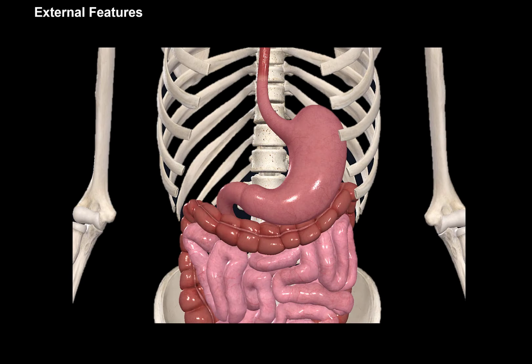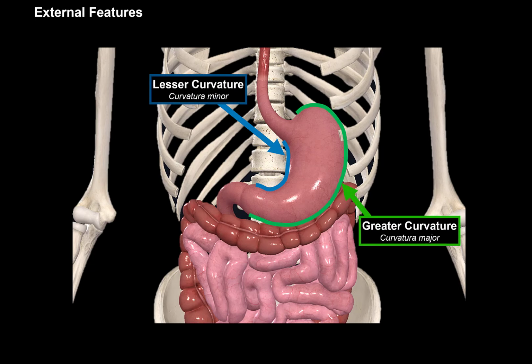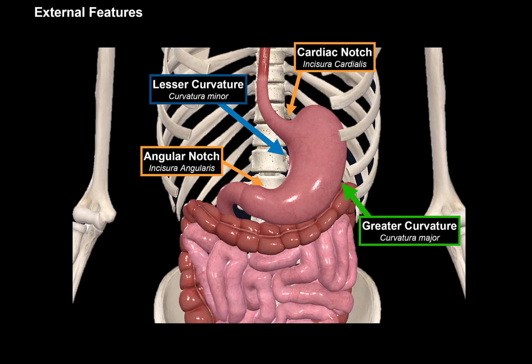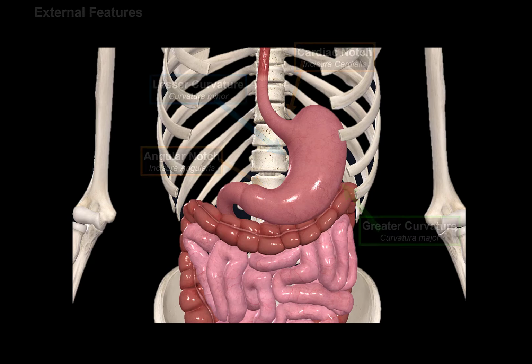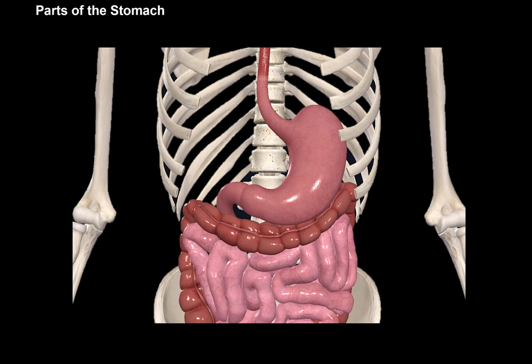Now let's go back and look at the external structures of the stomach. We can see two distinct curvatures on the stomach. We have the lesser curvature here, and since we have a lesser curvature, we also have a greater curvature here. On the lesser curvature, we can find a slight depression called the angular notch, or Incisura angularis. And on the greater curvature, we can find a depression called the cardiac notch of the stomach, or Incisura cardialis in Latin. Now, you should already have a sense of where the stomach is and the different external structures.